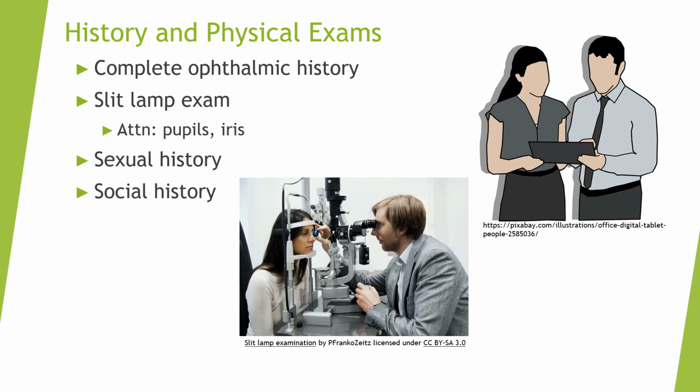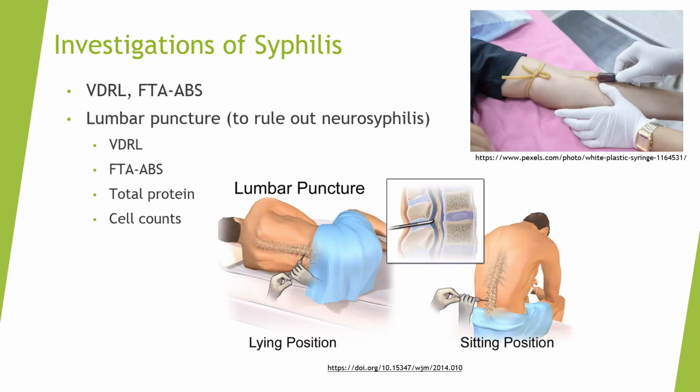Conduct a complete ophthalmic history to get all the details of the patient's presentation, and a slit lamp exam, paying attention to the pupils and the iris. Take a social history as well as a sexual history, because syphilis is transmitted sexually. VDRL and FTA absorption tests are done to determine if there is Treponema pallidum in the system, and lumbar puncture can be done to rule out neurosyphilis, or syphilis that has spread to the central nervous system.